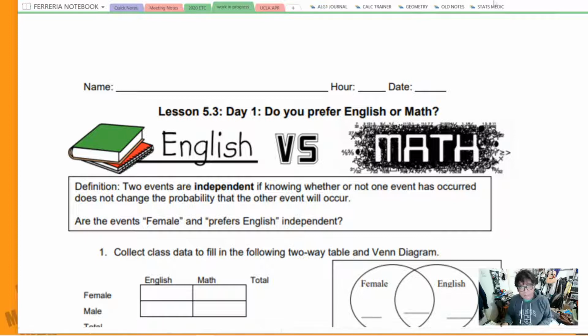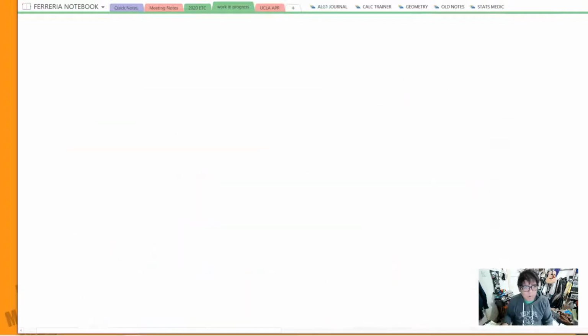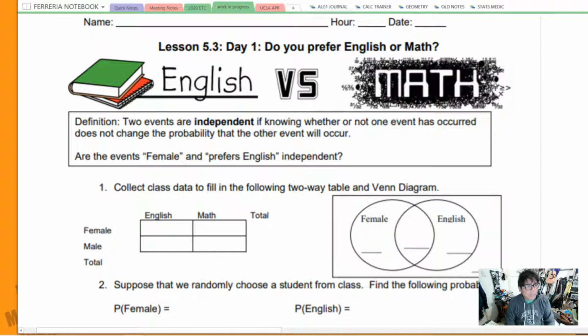We start with a definition of independence, which is probably a good place to start. Two events are independent if knowing whether or not one has occurred does not change the probability that the other will occur. So we'll go with the idea: are the events female and prefers English independent?